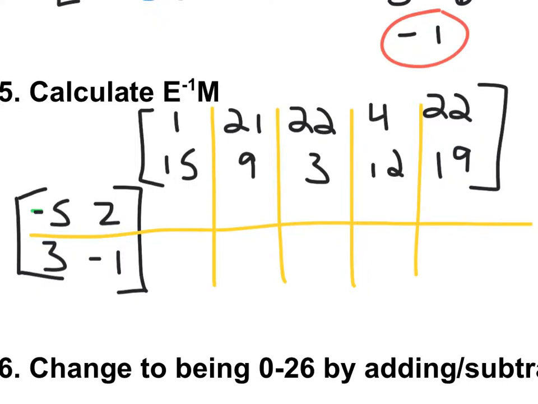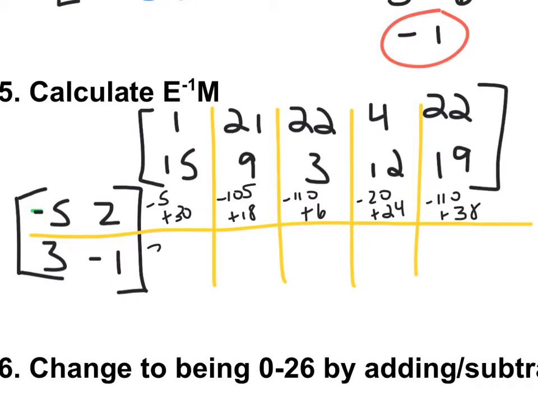So negative 5 times 1 is negative 5. 2 times 15 is 30. Negative 5 times 21 is negative 105. Plus 2 times 9 is 18. Negative 5 times 22 is negative 110. Plus 2 times 3 is 6. Negative 5 times 4 is negative 20. Plus 2 times 12 is 24. Negative 5 times 22 is negative 110. Plus 2 times 19 is 38.